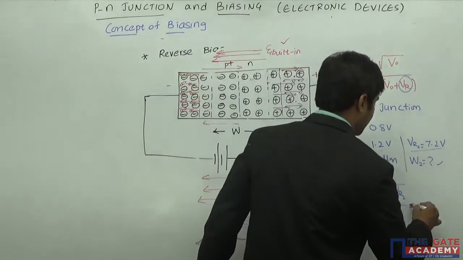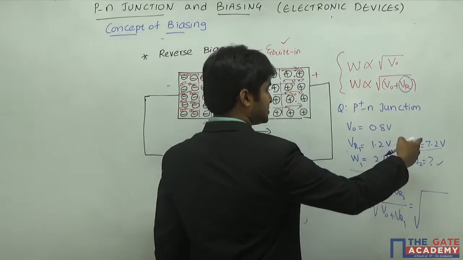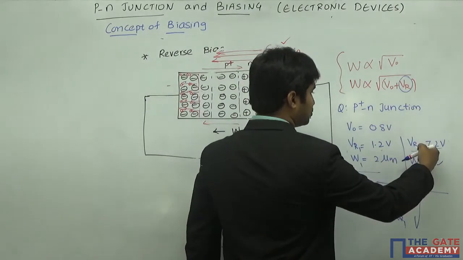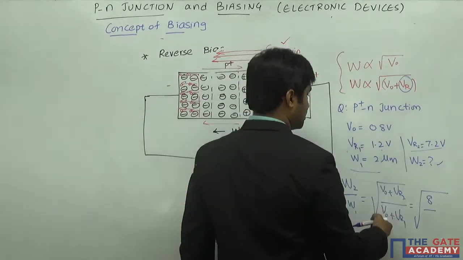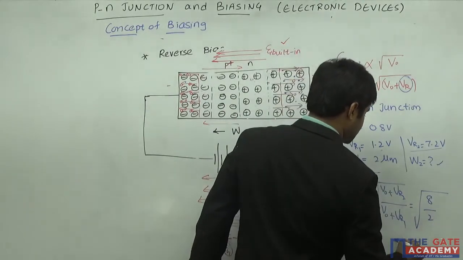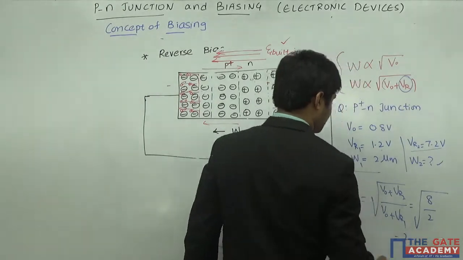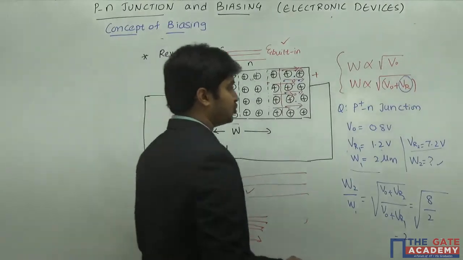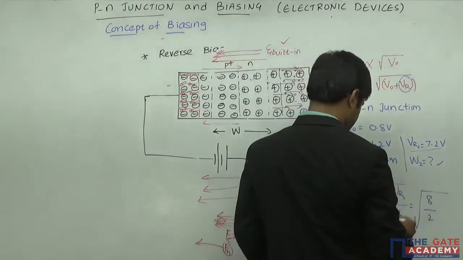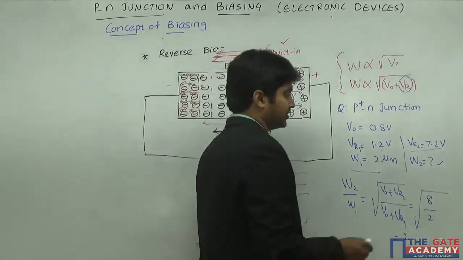So this is equal to the top. So 0.8 plus 7.2 is going to be 8, divided by 0.8 plus 1.2 is going to be 2, which is equal to the top square root of 4, right, which is nothing but 2. So W2 is nothing but 2 times the top of W1. So W2 is going to be equal to 4 micrometers. The answer is that W2 is going to be 4 micrometers.